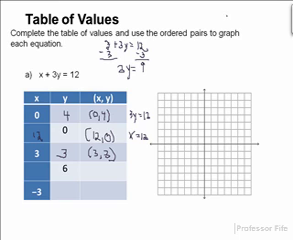When y equals 6, I'm going to get x plus 3 times 6 equals 12. 3 times 6 is 18. So let me just subtract 18. Minus 18. And you get x is equal to negative 6.